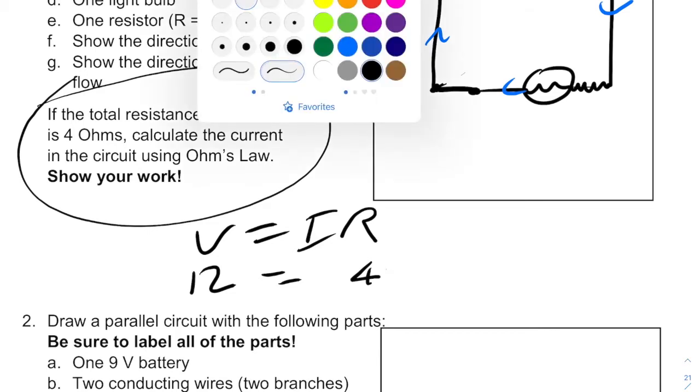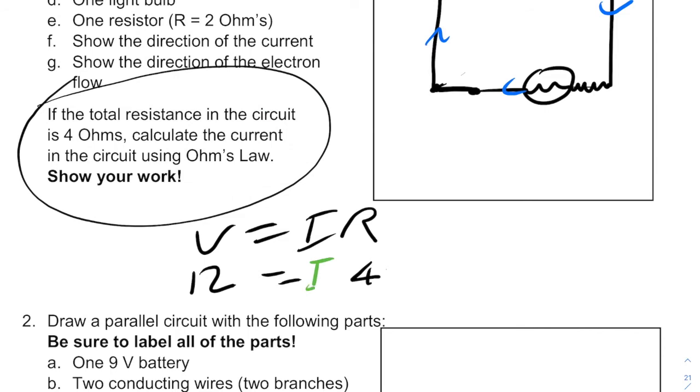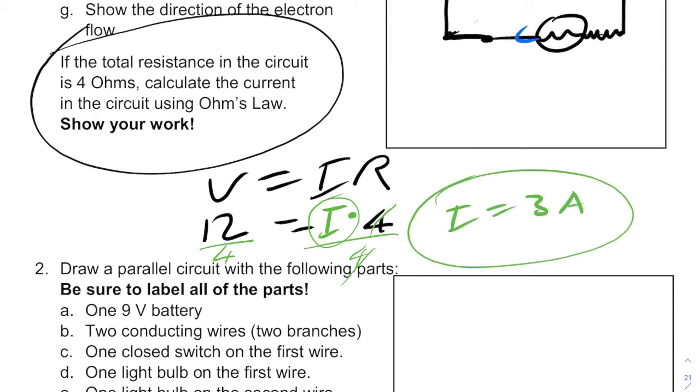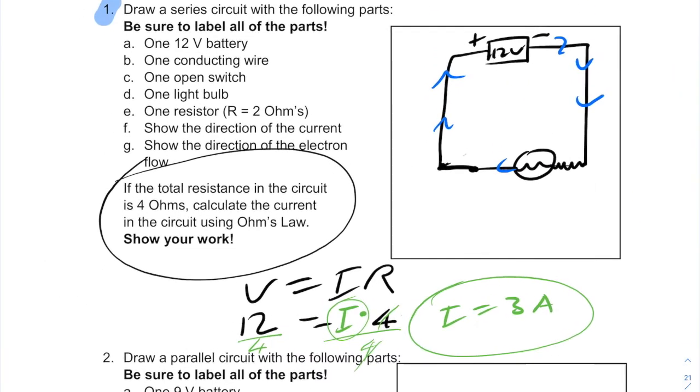So if I'm going to figure out what I is, I've got to take the 12 and divide it by 4. Okay? Because mathematically, I'm going to divide both sides by 4 to cancel the 4's on this side. So 12 divided by 4 is 3. So I is going to be equal to 3 amperes. And that's how you would work out the current using Ohm's law when you're dealing with a circuit like that.